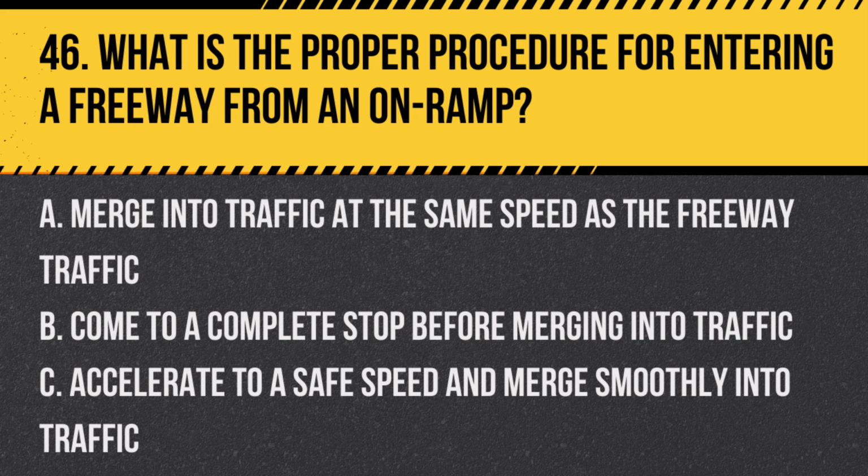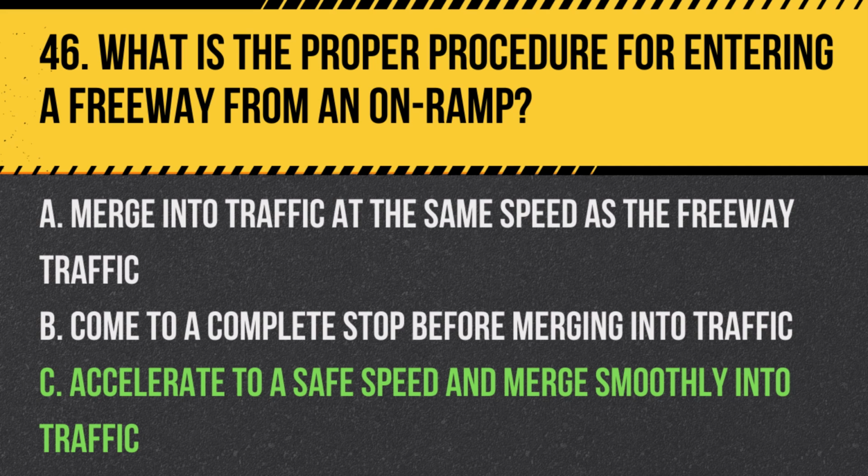Question 46. What is the proper procedure for entering a freeway from an on-ramp? A. Merge into traffic at the same speed as the freeway traffic. B. Come to a complete stop before merging into traffic. C. Accelerate to a safe speed and merge smoothly into traffic. Answer: C. Accelerate to a safe speed and merge smoothly into traffic.